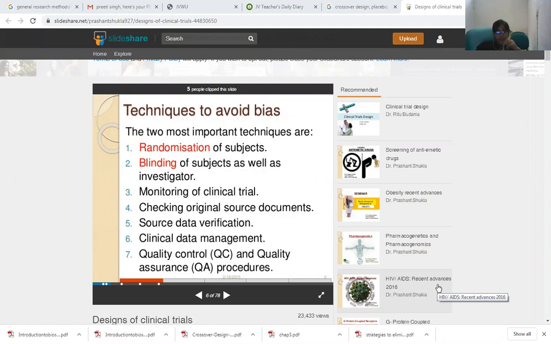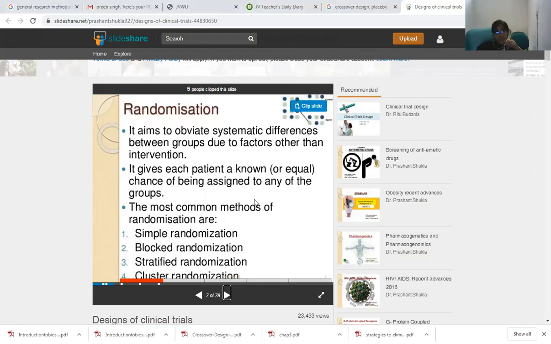Monitoring of clinical trial and checking original source documents, source data verification and clinical data management, quality control and quality assurance procedure. So the randomization aims to obviate the systematic differences between groups due to factors other than intervention. It gives each patient a known or equal chance of being assigned to any of the groups. The most common methods of randomization are simple randomization, blocked randomization, stratified randomization, and cluster randomization.